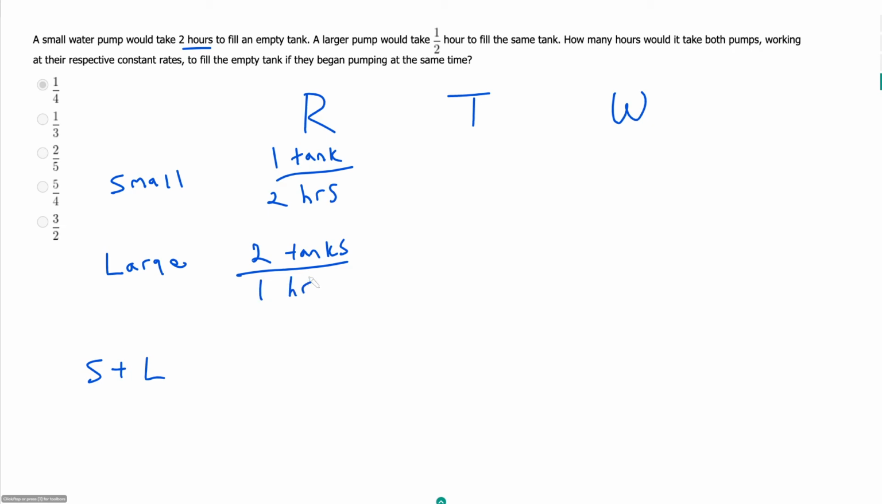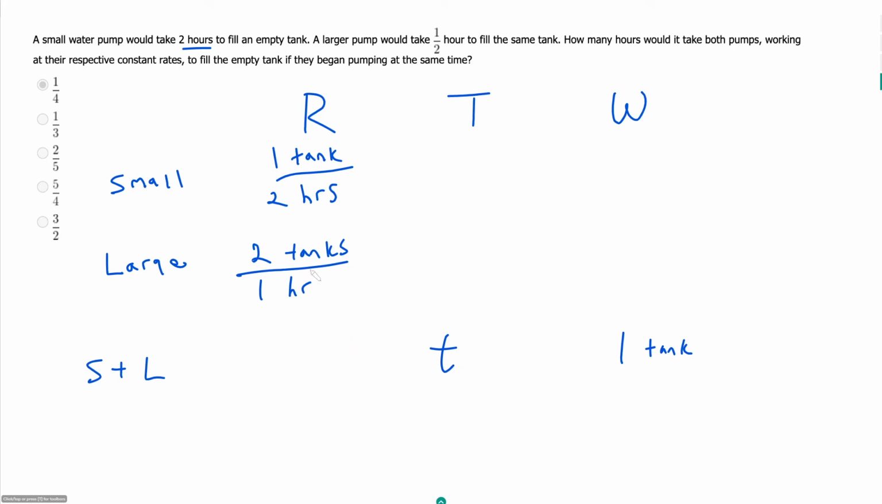How many hours would it take both pumps working at their respective constant rates to fill the empty tank if they began pumping at the same time? So we are looking for the time it would take for both pumps working together. So we are looking for this T here. And we are looking for the time to fill 1 tank. And so we can put 1 here. And so if I can find the rate of my combined tanks, or my combined pumps, then I should be able to solve for T here.